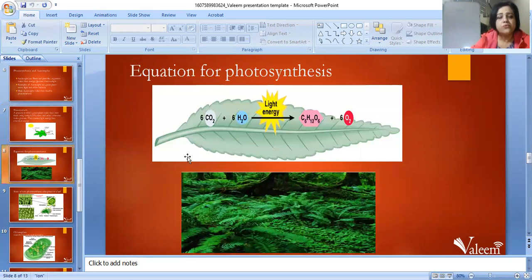Now, the equation for photosynthesis. There are 6 molecules of carbon dioxide. Please follow my cursor. They react with 6 molecules of water in the presence of sunlight, right? And they form one molecule of glucose, which is C6H12O6, and 6 molecules of oxygen.